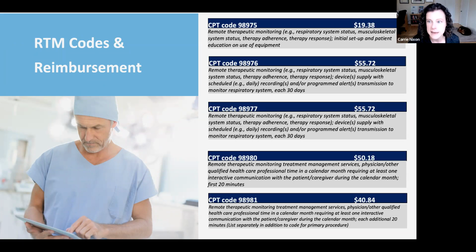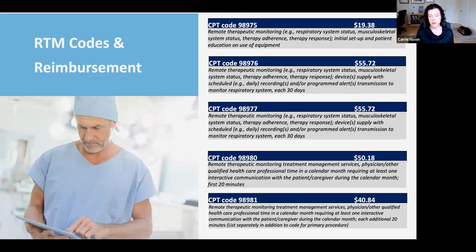But getting down to the core of it, the code set is loosely analogized to the code set that exists for remote physiologic monitoring, in that there is a code 98975 for the initial setup and patient education on the use of the protocol and any equipment or any type of platform involved in that. There is also reimbursement for supply of the device to be used.